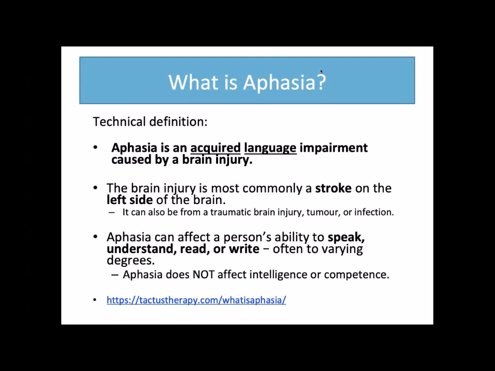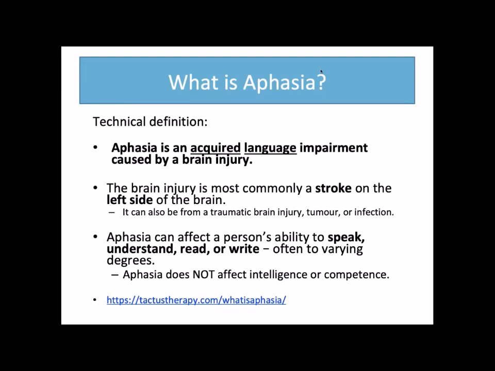Now, the most common brain injury to cause aphasia is a stroke. And the stroke is usually on the left side of the brain. So you'll see people who have right-sided paralysis because the left side of the brain controls the right side of the body. And the left side of the brain also controls language in about 96% of people. So it's usually a stroke that causes aphasia, but we do know that aphasia can be caused by traumatic brain injury, a brain tumor, or an infection.